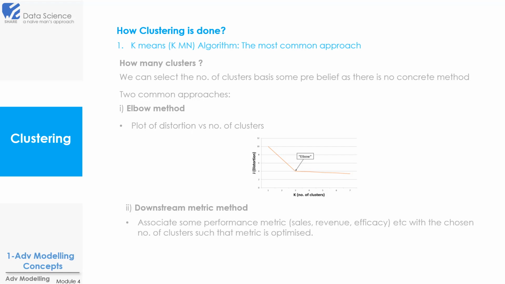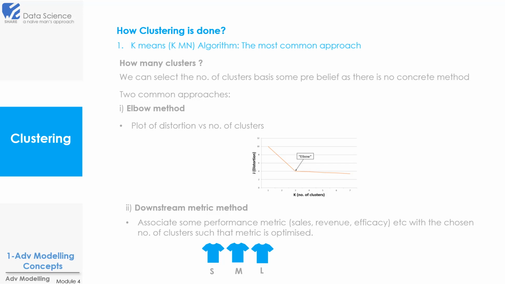Then the other method is the downstream metric method. In this method, we associate some performance metrics such as sales, revenue, efficacy, etc. with the chosen number of clusters. And then our aim is to get the optimized metric. For example, a t-shirt manufacturer wants to decide how many different size types he should produce. So what he can do for the first instance, he can produce 3 shirt types: small, medium, large. So we will have 3 clusters.